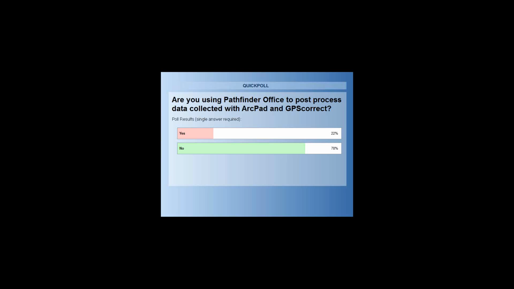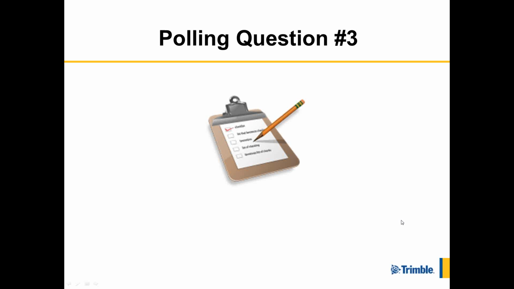Looks like most of you are not, which makes a lot of sense. We sort of recommend, I mean, depending on your situation, as resellers, we sort of recommend that if you're using ArcPad and GPS Correct or Positions, it's really a lot easier in many cases to use the extension for ArcGIS and do your post-processing in ArcMap. It just seems to be a smoother data flow. Okay, let's hide this and move on to the next slide.